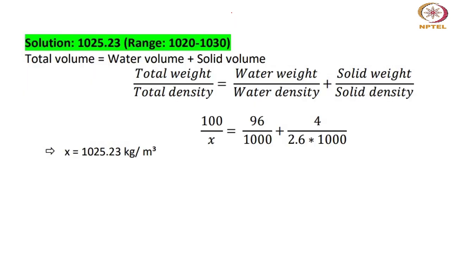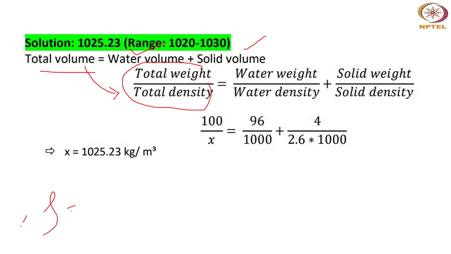Okay, so we'll check the solution. The correct answer is around 1025, and the total volume can be written as water volume and solid volume. Same thing like mass balance, it's volume balance here. So you can convert this volume into this format with density. We know what is the density.